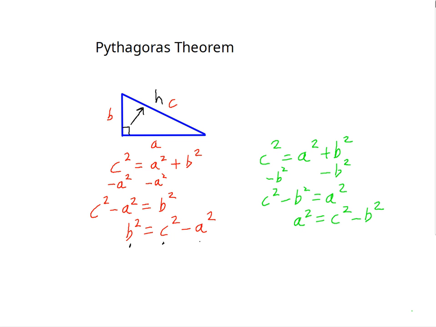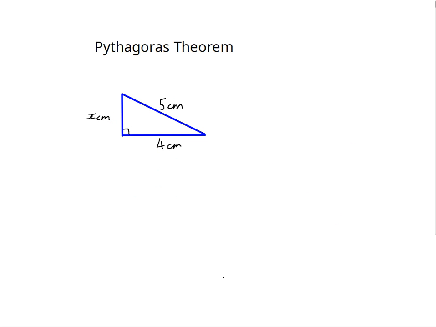Okay, we're going to do some practice ones. I'll let you see that in action. So this first one, we're asked to find the length x. We know the long side is 5. We know that's the long side because it is opposite the right angle.